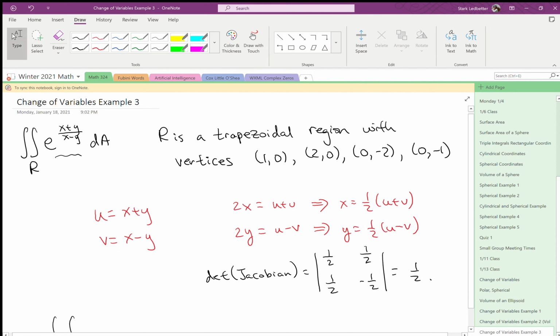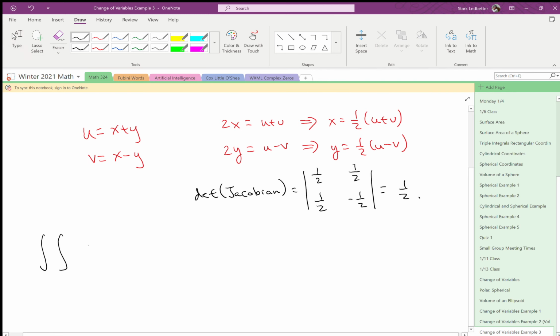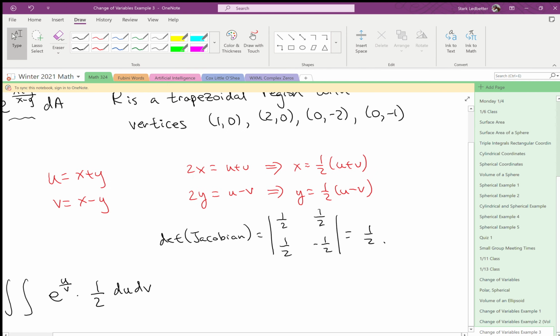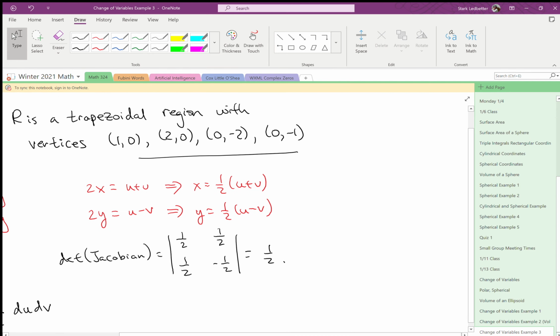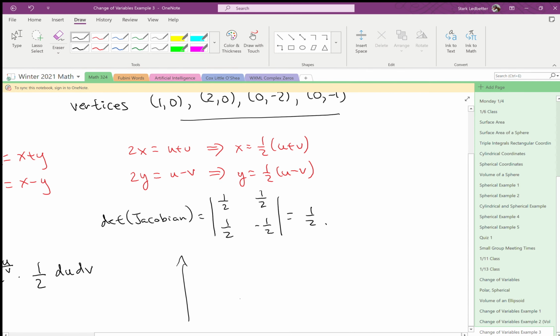So I'll integrate this function, substitute the variables in. So this is e to the u over v. My absolute value of determinant of Jacobian is 1/2. And then I have my du dv, and I just need to figure out now actually the region. So I might need to draw a picture. So let's figure out what the original region was. X and y. Let's see. I have the points (1, 0), (2, 0), (0, -2), and (0, -1).